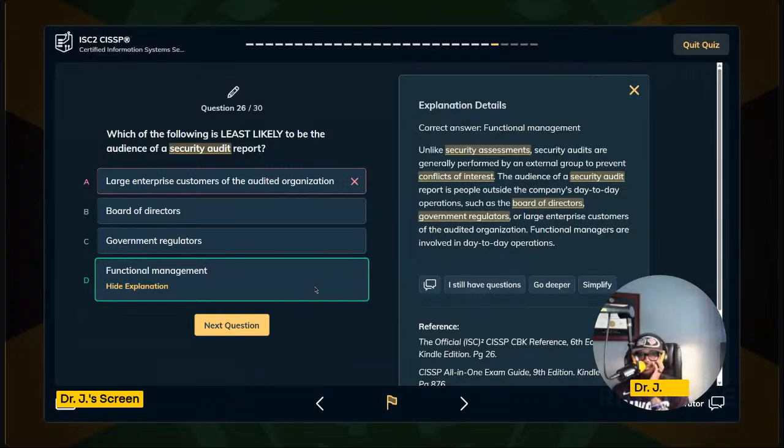Okay, so unlike security assessments, security audits are generally performed by an external group to prevent conflicts of interest. The audience of a security audit report is people outside the company's day-to-day operations, such as the board of directors, government regulators, or large enterprise customers of the audited organization. Functional managers are involved in day-to-day operations.